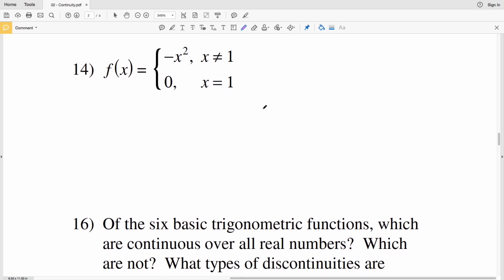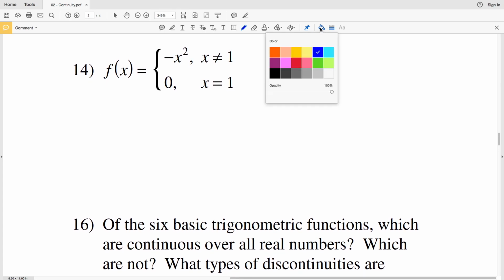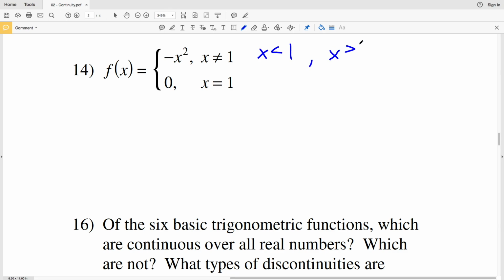Now in number 14, again, we have a piecewise function. However, in the case of this piecewise function, our function is equal to negative x squared for values where x is less than 1 and values where x is greater than 1. So we just need to see if at 1, that function equals 0. Because f of 1 is 0, we need to see if this first part of the function is also 0 at x equals 1.